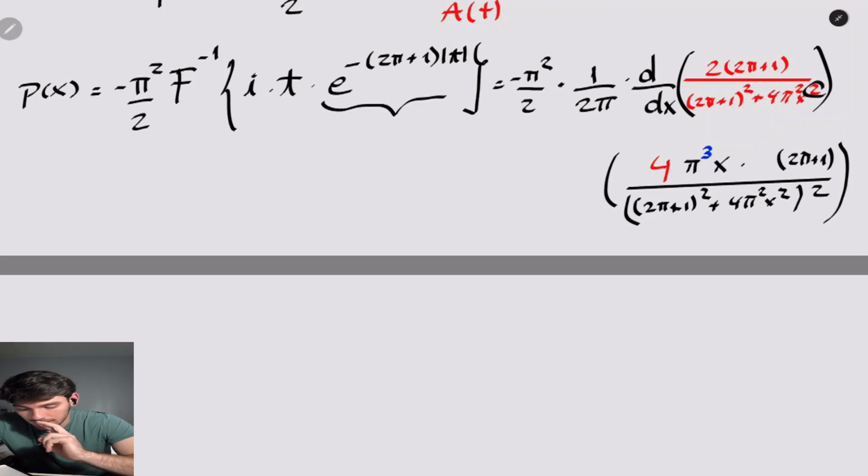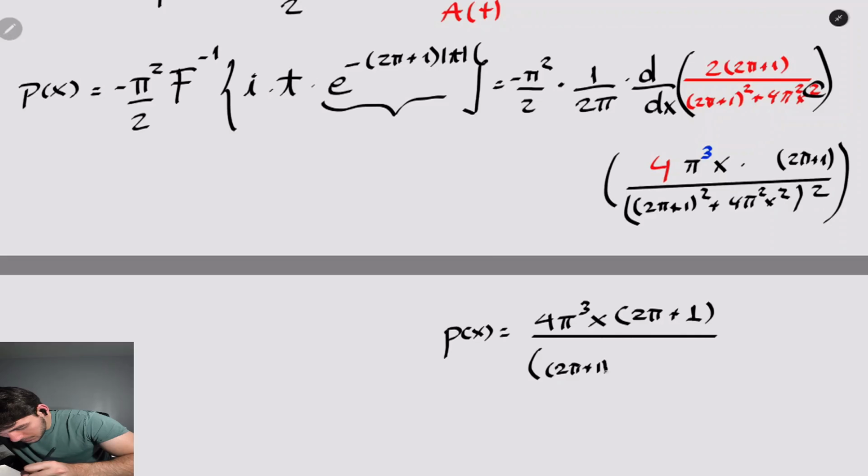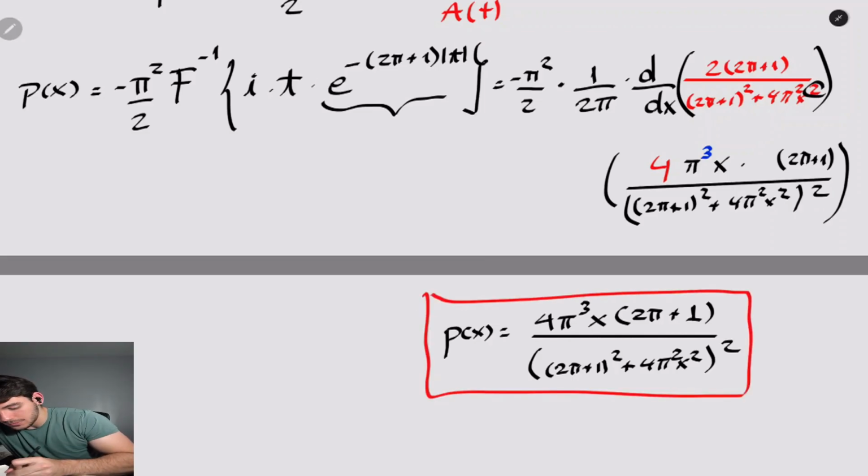So I'll just rewrite it once again, and that's our final answer. So p of x equals 4 pi cubed x times 2 pi plus 1 divided by 2 pi plus 1 squared plus 4 pi squared x squared, all that squared. So that's our final value for p of x.